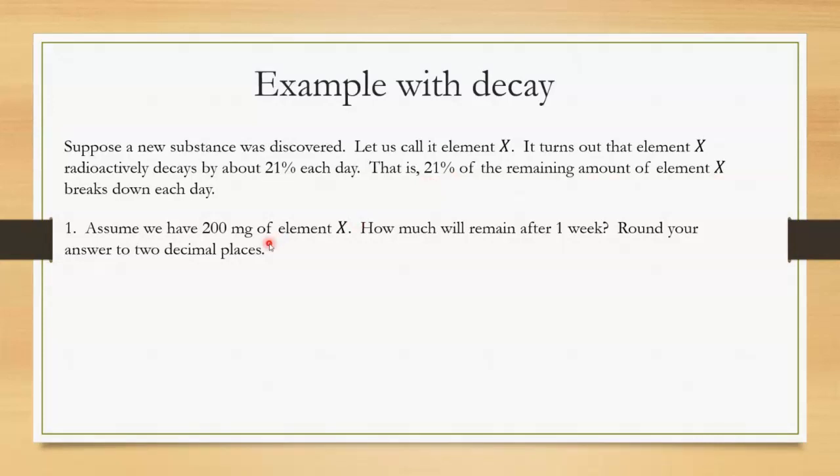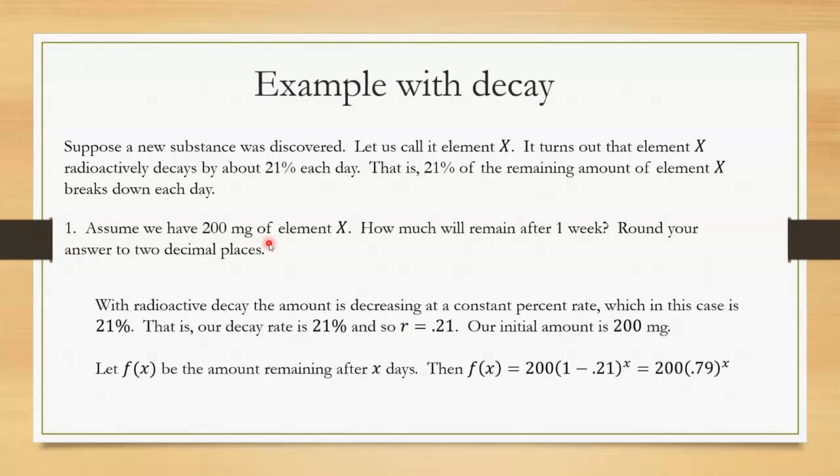So let's suppose we have 200 milligrams of this substance. We want to know how much is going to be left after 1 week. Well, again, it's decreasing at a constant percent rate. So our R is 0.21. And since it's decreasing, we have 1 minus 0.21. 200, again, is the initial amount, but it's 1 minus 0.21.